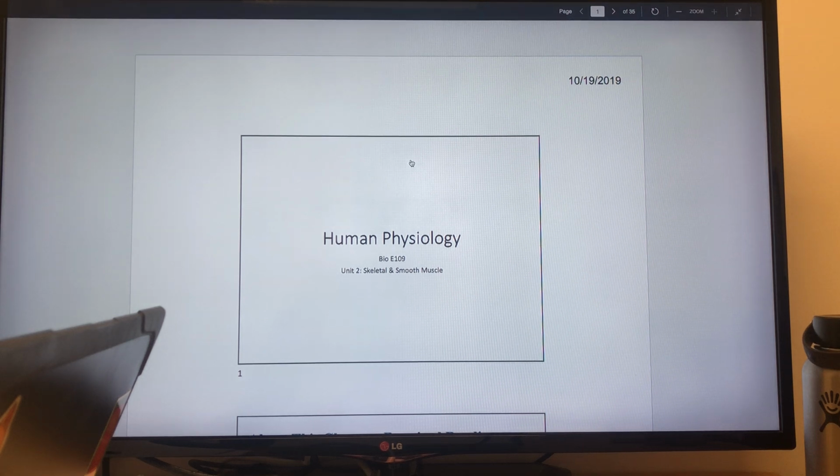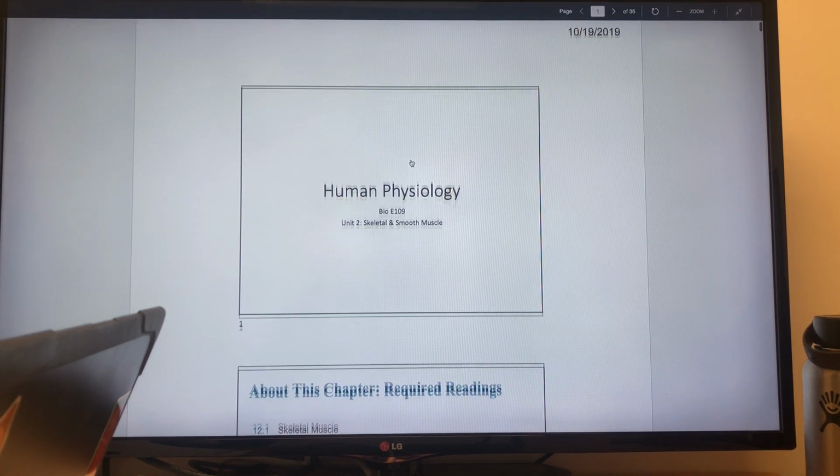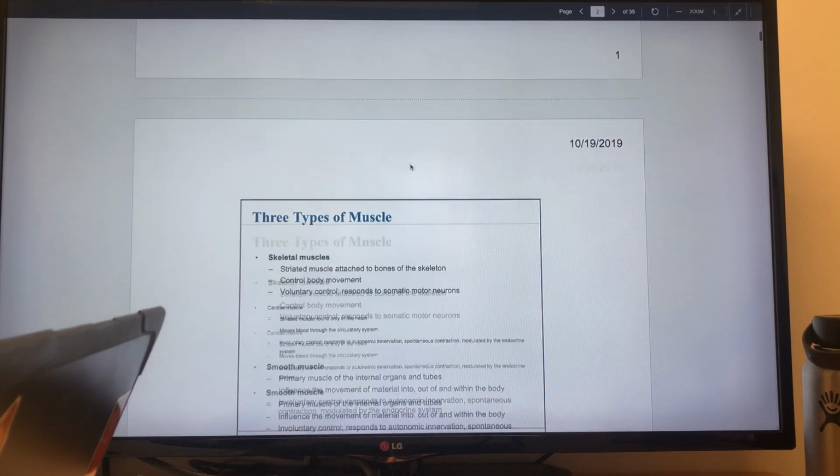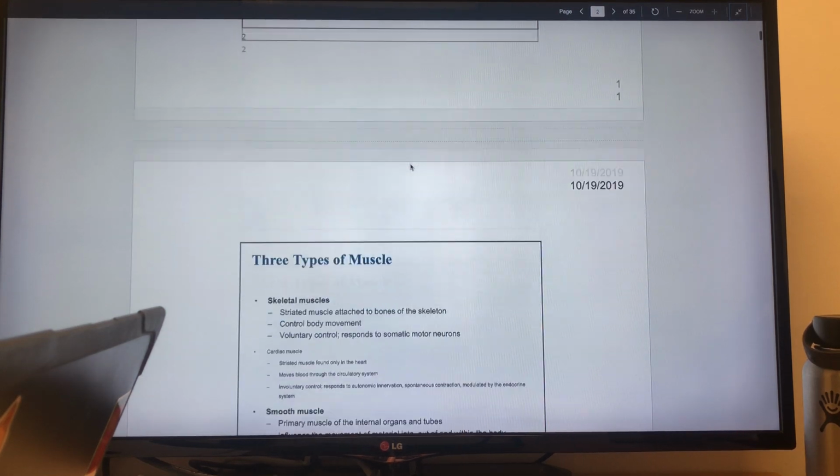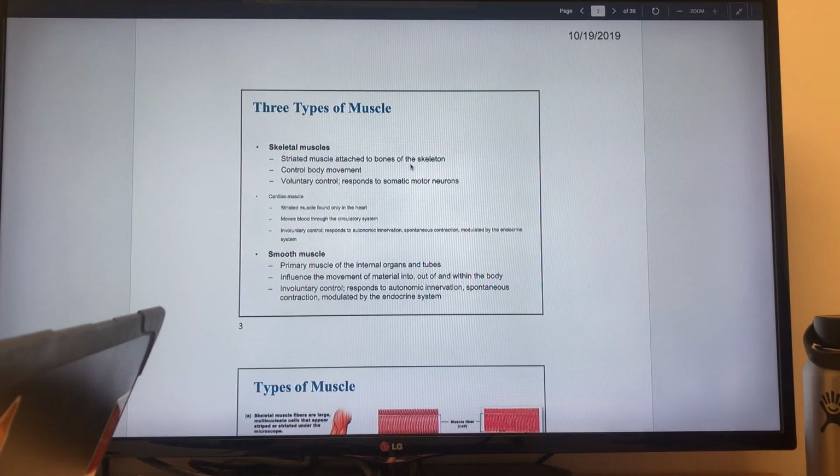First I'm gonna do lecture 1, which is talking about the skeletal muscle. There was 12.1 from the book and 12.3 if you wanted to read the book, but honestly the book's exactly the same as her lectures. There are 3 types of muscles: skeletal, cardiac, and smooth. In this part of the lecture we're mainly going to focus on skeletal and smooth. Smooth is going to come at the very end. We're going to focus mainly on skeletal.